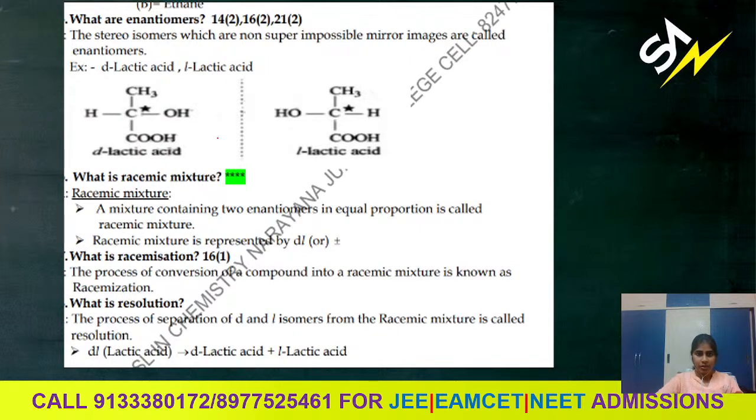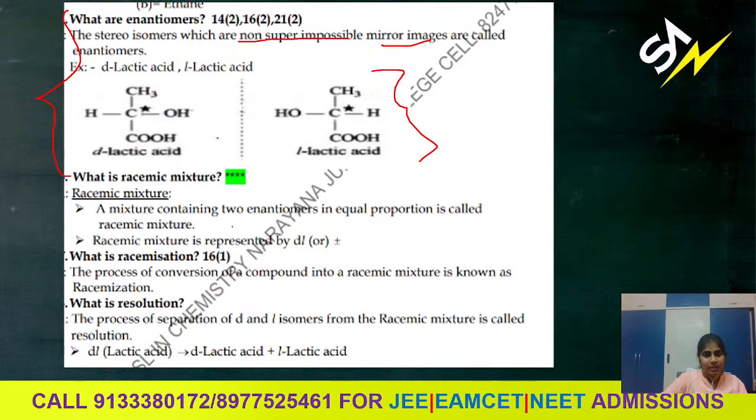And next, one of the important topics, maybe a 99% chance of being asked in a 2 marks question, because this is the main concept here. What are enantiomers? Define what is an enantiomer. They are non-superimposable mirror images. Define it with an example of D-lactic acid and L-lactic acid. You will be awarded 1 mark for each.